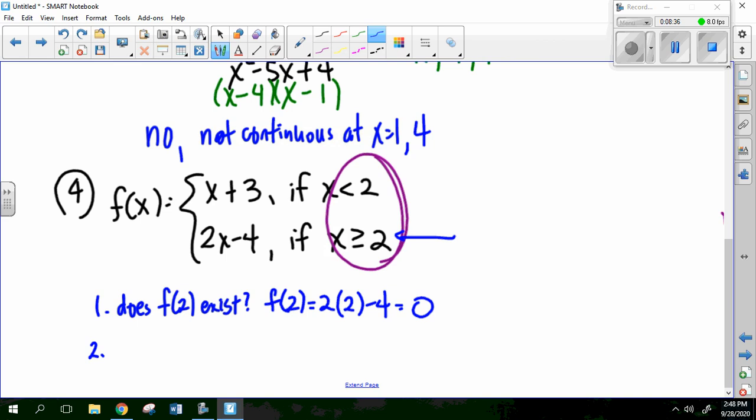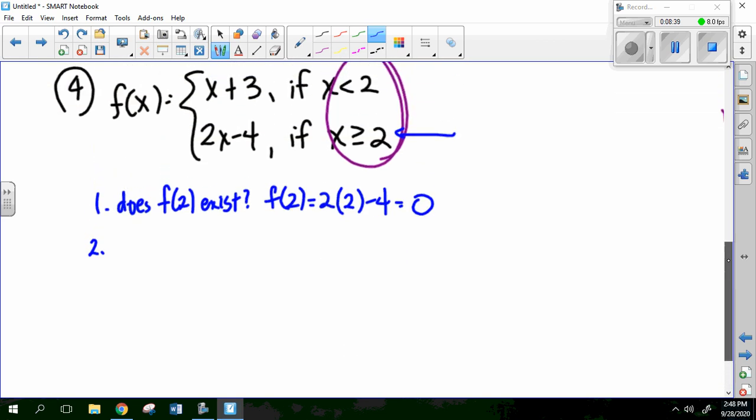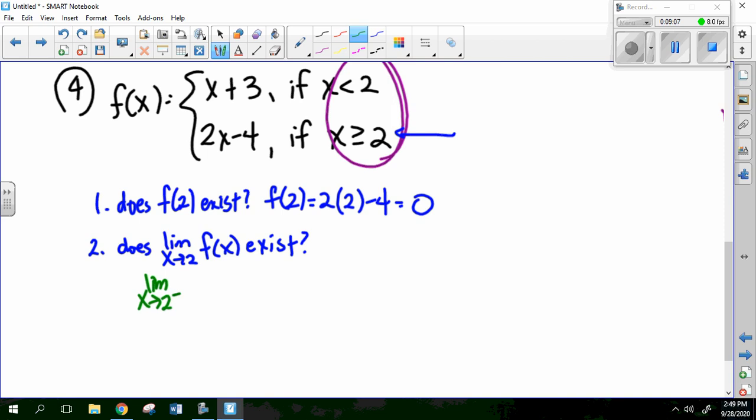Now I want to know, does the limit as x approaches 2 of f of x exist? So that's where the whole limit idea comes in. How do you check a limit for a piecewise? Well, the only way for it to exist is if the left-hand limit equals the right-hand limit. So then I'm actually going to have to take the limit as x approaches 2 from the left, and I got to put a specific piece in there, and I want to know, does it equal the limit as x approaches 2 from the right?